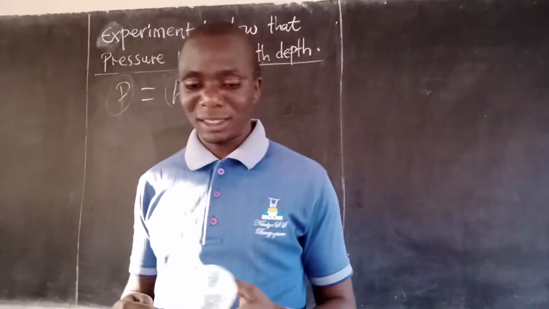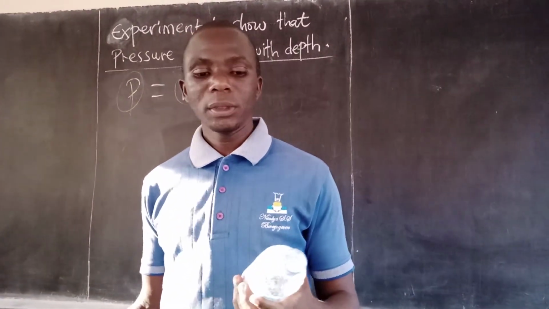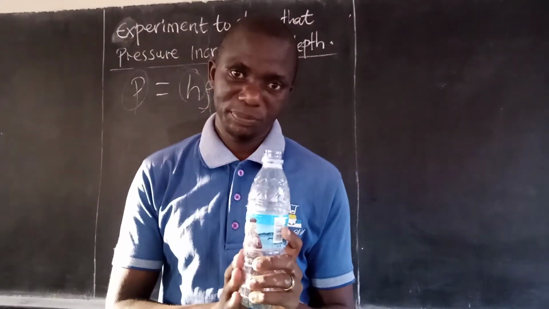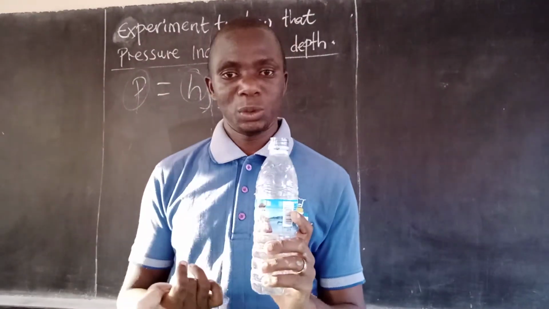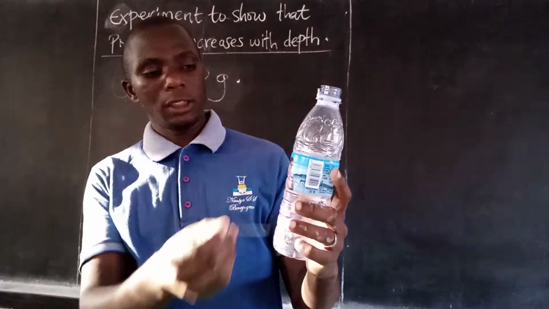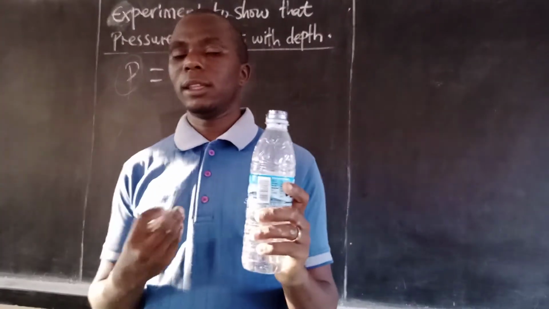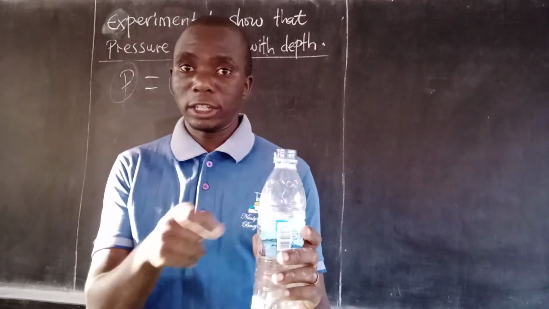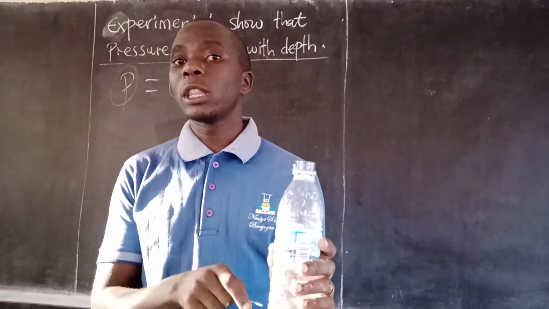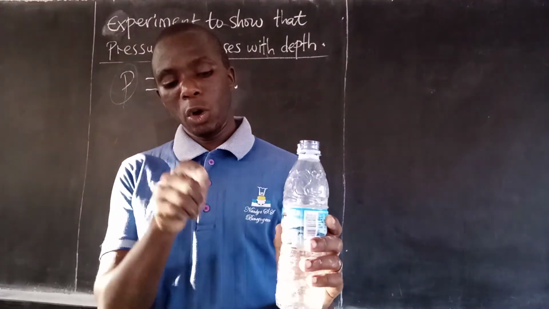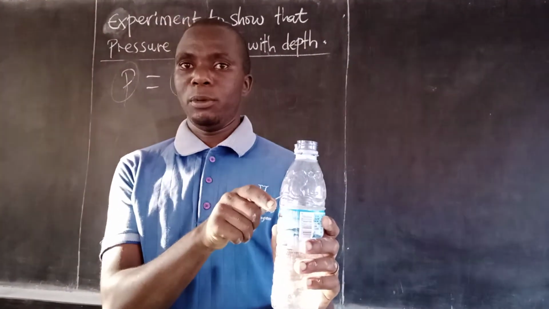So how do we do this? It's very simple. We are going to fill this bottle with water. That's number 1. 2, we are going to make 3 different holes at different heights. 3 different holes. Then we shall watch and see what happens, how water will be flowing. The hole down, the hole in the middle, and the hole up.